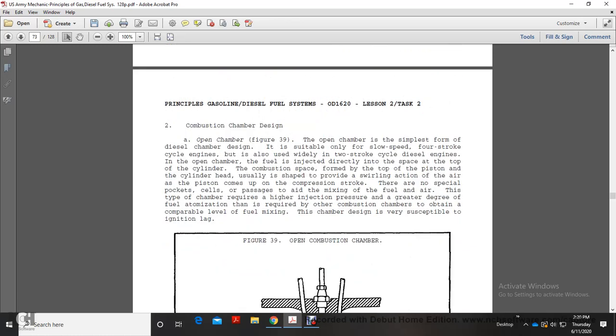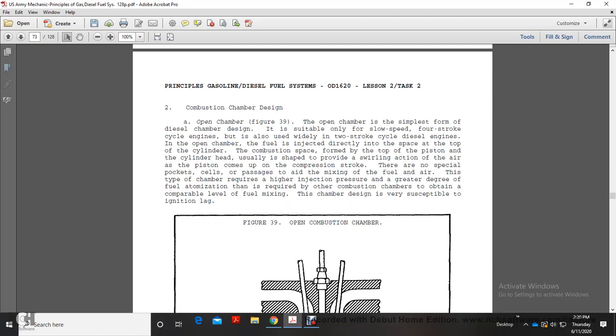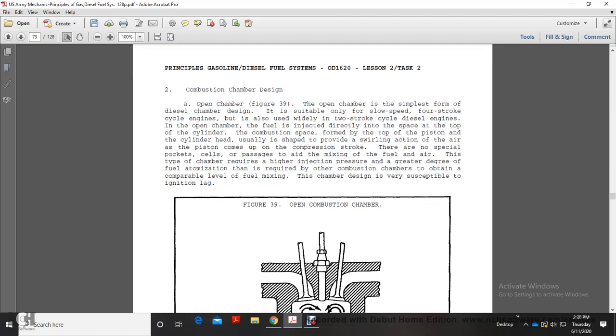First, the open combustion chamber. The open chamber is the simplest form of the diesel chamber. It is suitable only for slow-speed four-stroke cycle engines, but is also used widely in the two-stroke cycle diesel engine. In the open chamber, the fuel is injected directly into the space at the top of the cylinder. The combustion space is formed at the top of the piston.